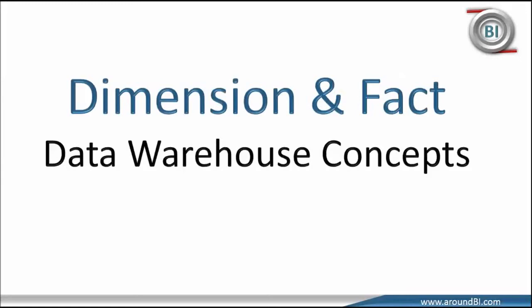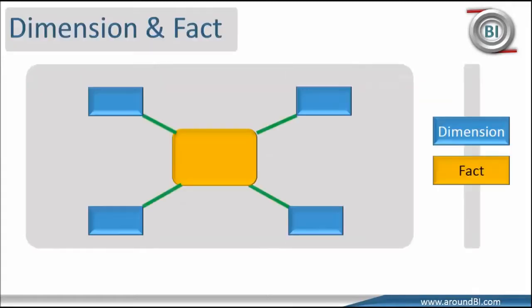Welcome to Around BI. In this tutorial, we will understand what is dimension and fact and what differentiates any data into these two categories. Dimension and fact are basic building blocks in data warehouse. They are focus of dimensional modeling. Everything revolves around them in data warehouse.